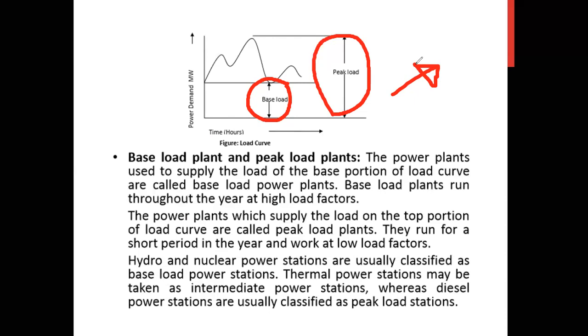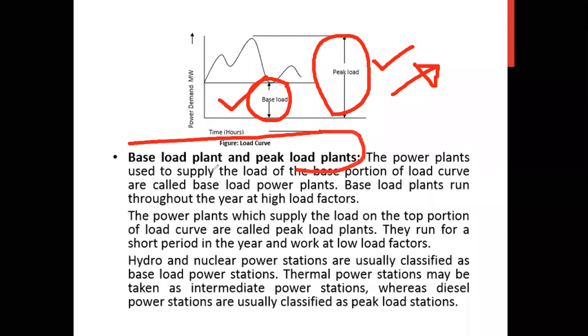Suppose in the summer there is so much heat, so we need to use air conditioners, fridges, and lots of fans. So at that time, the demand for electricity is much higher, and that's why we need a high amount of electricity. At those times, the peak load power plants generate electricity. But base load power plants are always working throughout the year. So these are the two types of power plant based on the nature of load.